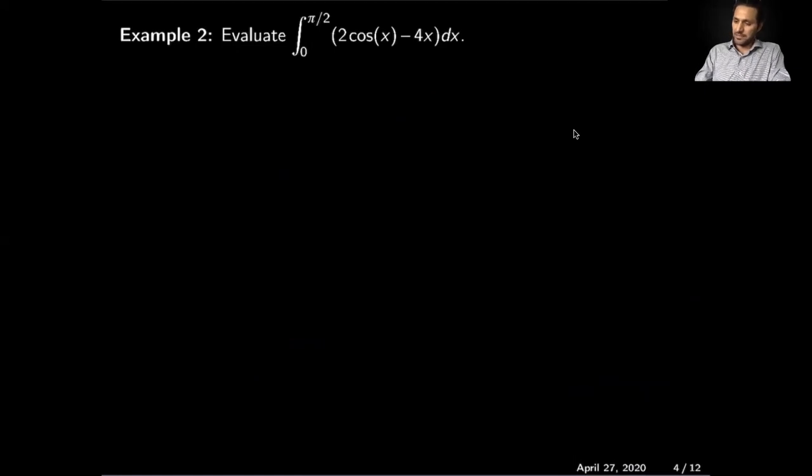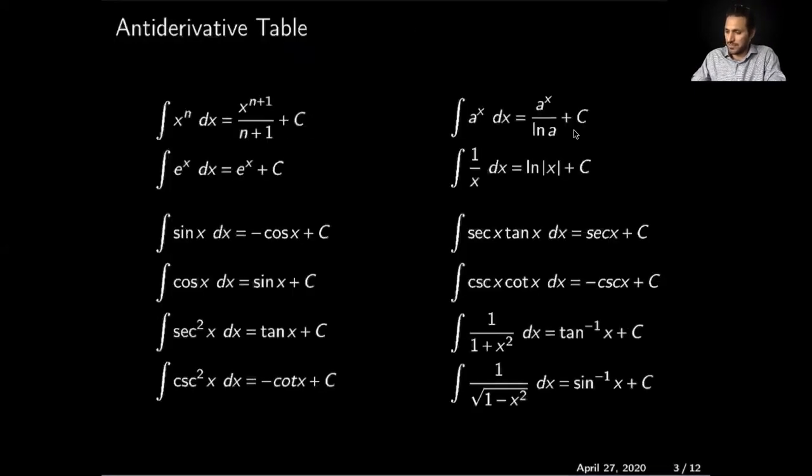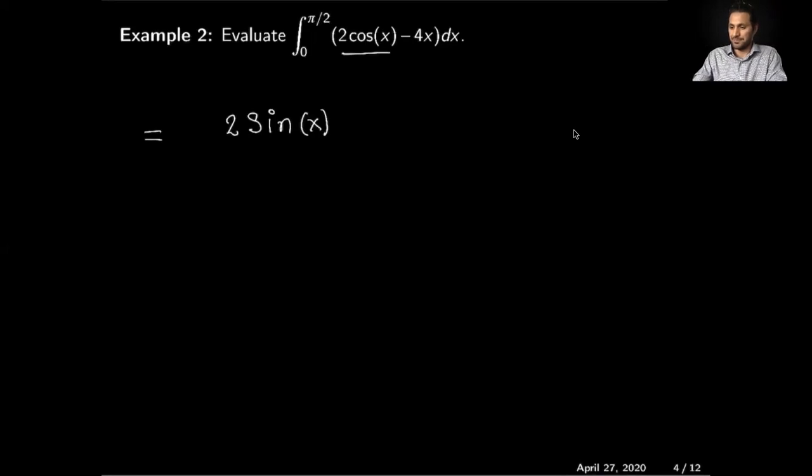Let's calculate this. What is the antiderivative of 2 times cosine of x? It is basically 2 times minus sine x. The antiderivative of a constant is the constant times the antiderivative of the function. The antiderivative of cosine, you can see from here, has a negative sign. We don't need to write a constant in this question, because the fundamental theorem does not require the constant; the constants cancel each other.